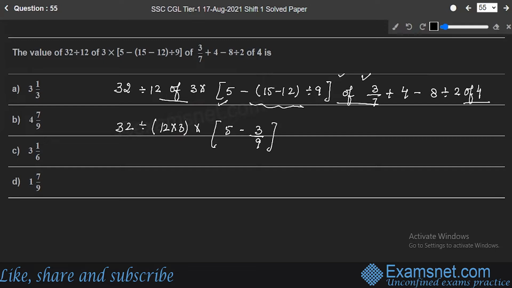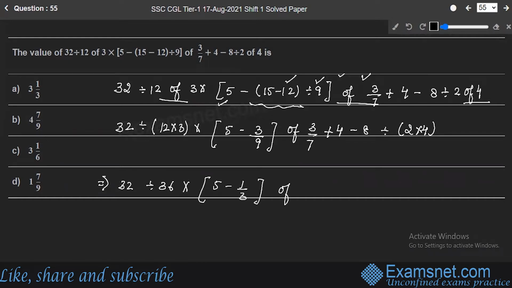In the brackets itself, this is the bracket again. So I'll be solving this first, then I'll be dividing it. Okay, correct? Now, of 3 by 7 plus 4 minus 8 divided by 2 into 4. Correct? This becomes 32 divided by 36 multiplied by 5 minus 1 by 3 of 3 by 7 plus 4 minus 8 upon 8, because this came out to be 8. Right? They will cancel. You will have 1 over here.